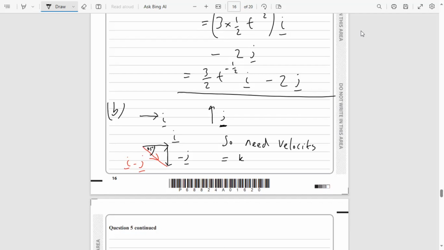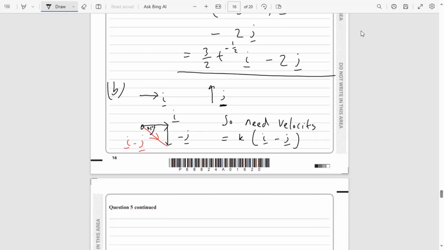So for example, just call it k. So k times I minus j. Why is that? Obviously, if your velocity is a multiple of this I minus j vector, then you're traveling in this I minus j vector direction.